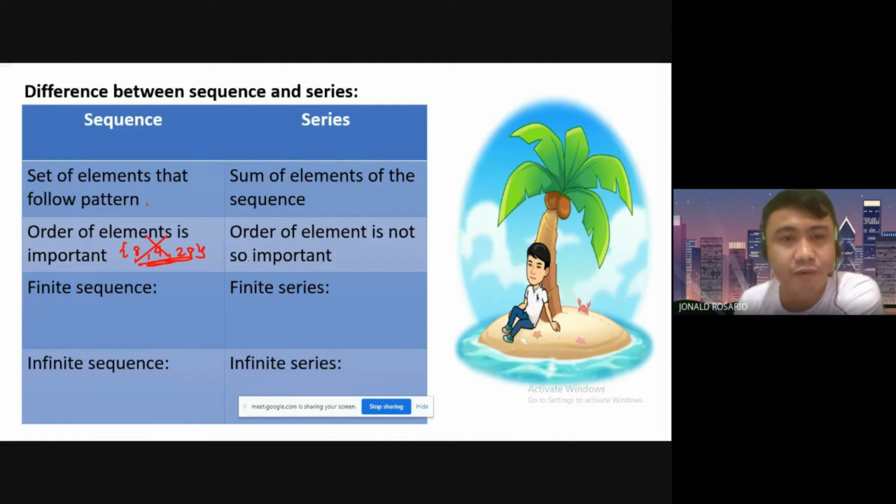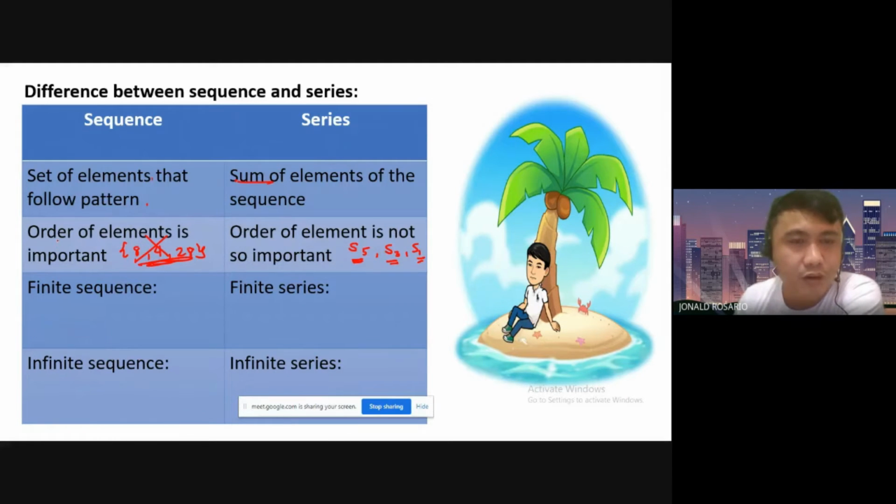It's not so important. Okay lang na mauna yung sagot nyo sa S of 5, mauna kay S of 3, mauna kay S of 1. Because we are not pertaining to sequence, so we are just after the sum of the first 5 terms, the sum of the first 3 terms, and so on. Okay, ganun sa series and sequence. Yan yung mga pagkakaiba nila. So, number 1, set of elements that follow pattern, samantalang sa series, sum of elements of the sequence, sum. Okay?